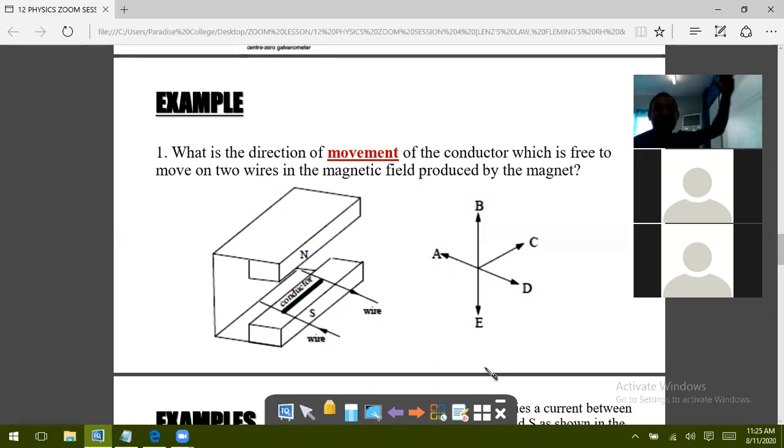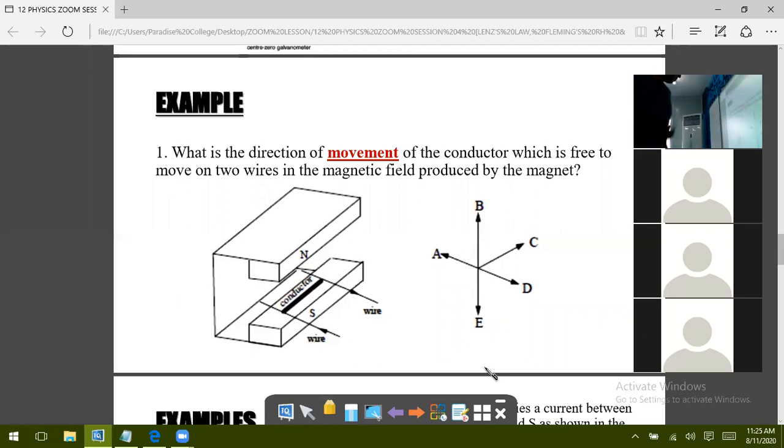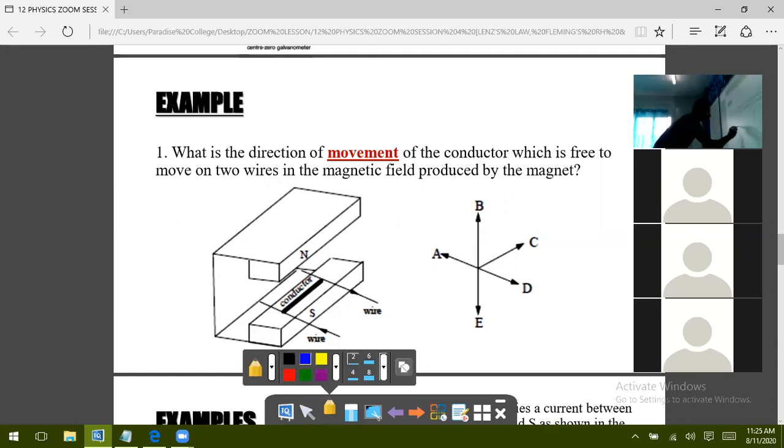I imagine this left hand, and I had to change the position of my hand. Now, the field line is going from north to south. Can you look at this? Current going from here.